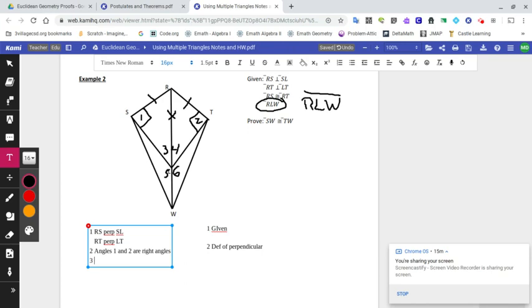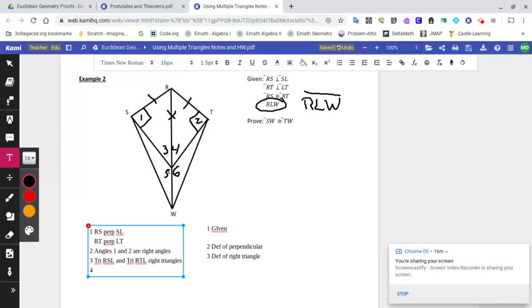They're right angles, which is going to make triangle RSL and triangle RTL right triangles. That is 3, by definition of right triangle. So they're right triangles, and now I'm free to use hypotenuse leg.